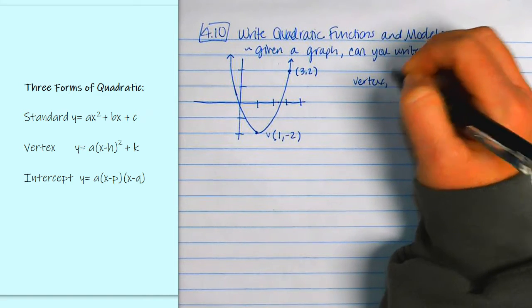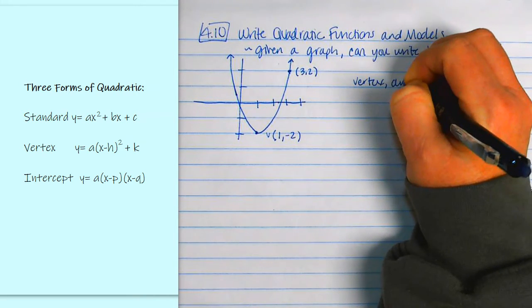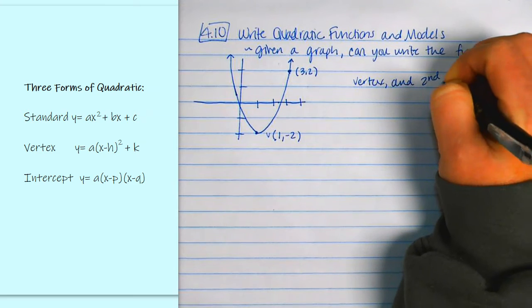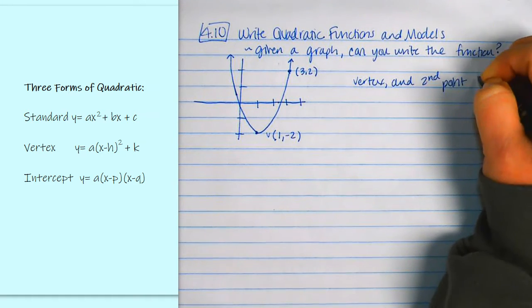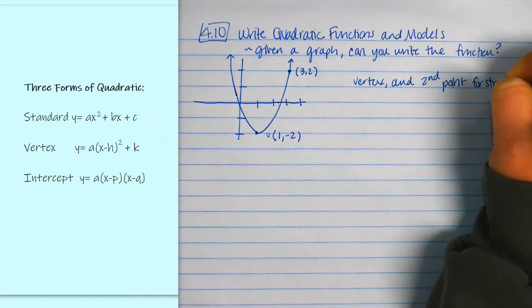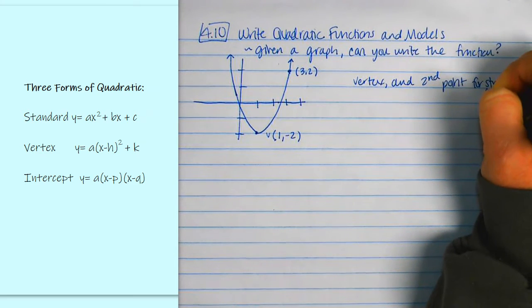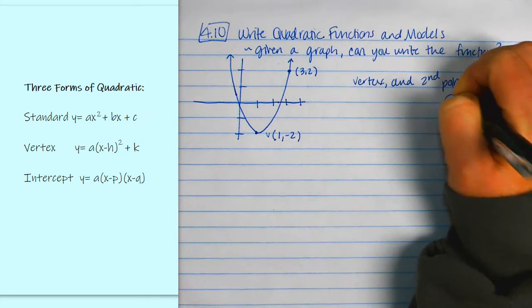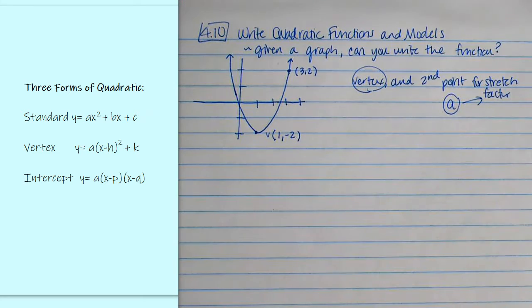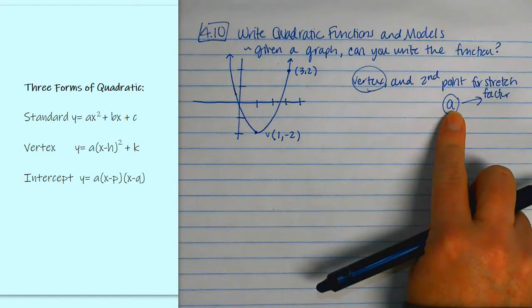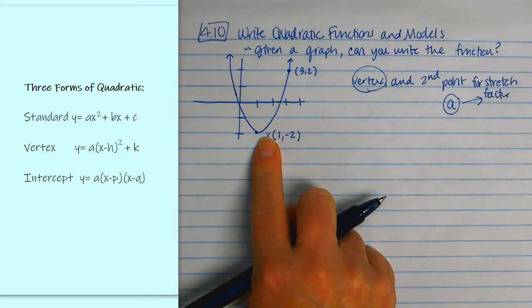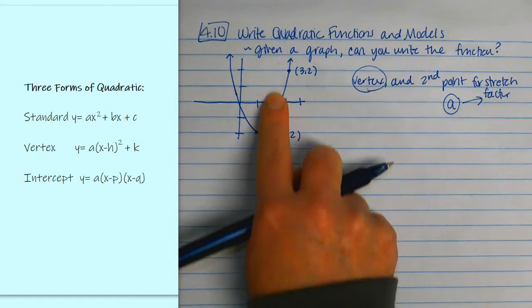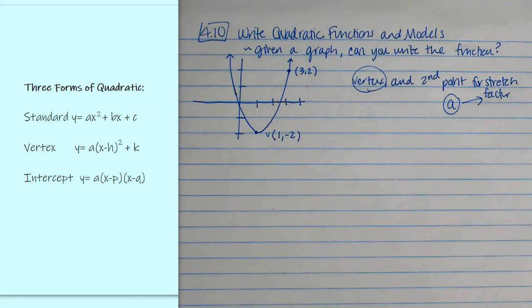So we need both a vertex and a second point for the stretch factor, otherwise known as a. So vertex and stretch factor. With those, we can write the equation for this particular quadratic. That a value, if it's positive or negative, will tell us if this goes up or down, and then it'll tell us how fast it grows as it goes up.